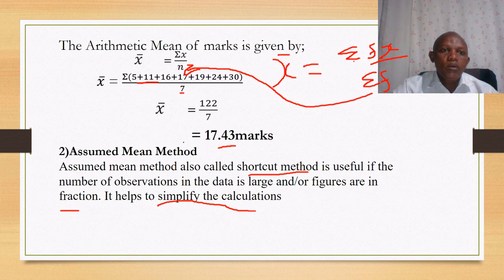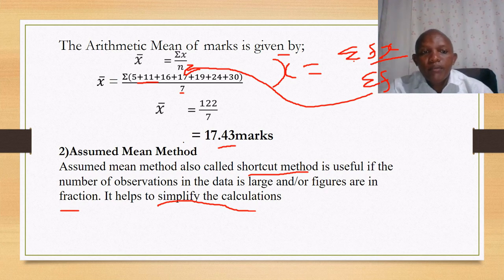So what we are simply saying is that the arithmetic mean will be this sum of x over n. You sum up those values, and there were 7, so you divide by 7. Then after that, you just get it simple. So it is 122 over 7, which is 17.43 marks. It's just as simple as that.